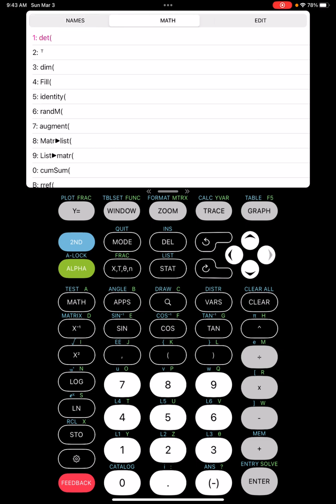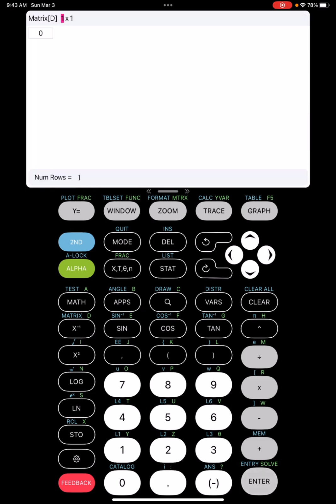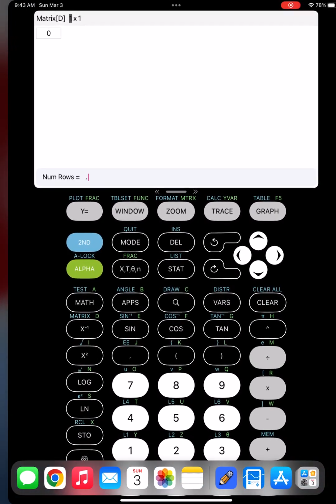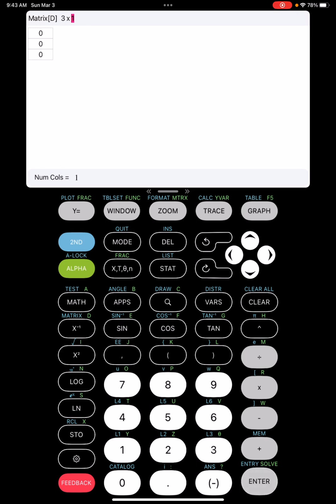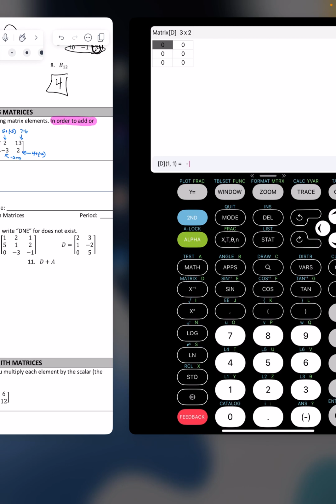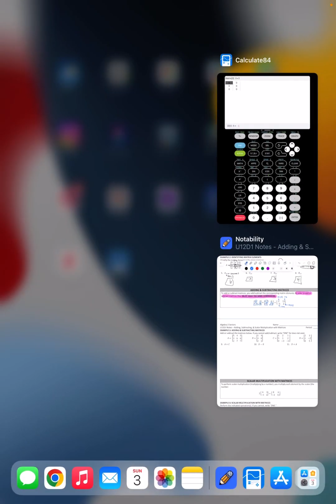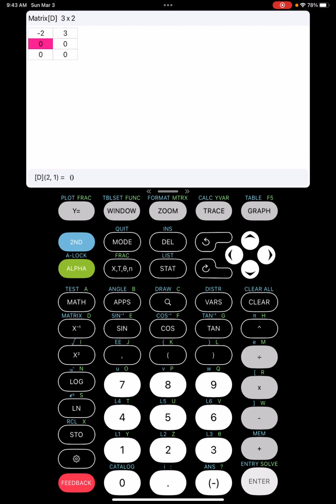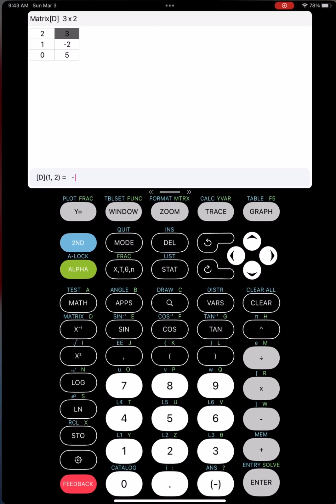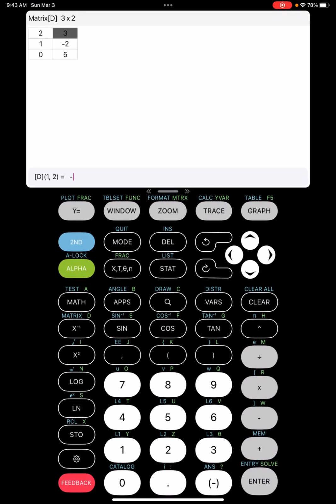And then we'll put in this last one, matrix D, over to edit, down to D. Matrix D is a 3 by 2. And this one, 2, 3, 1, -2, 0, 5. And that's supposed to be +2. 2, 3, 1, -2, 0, 5. All right, perfect. So now we've got all of these put in.